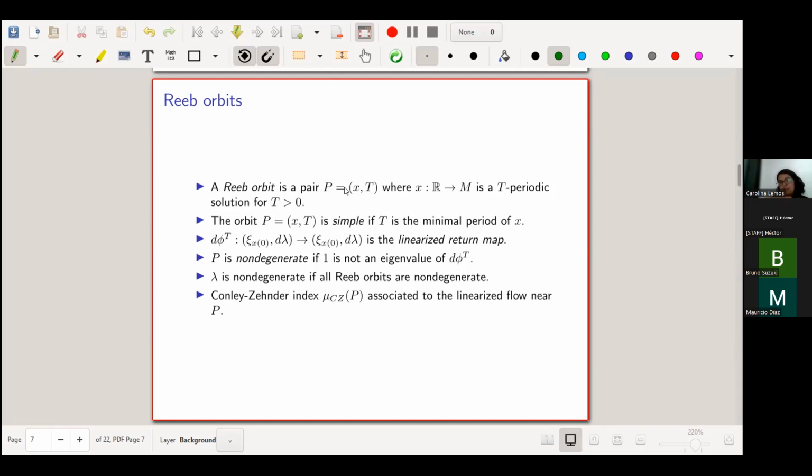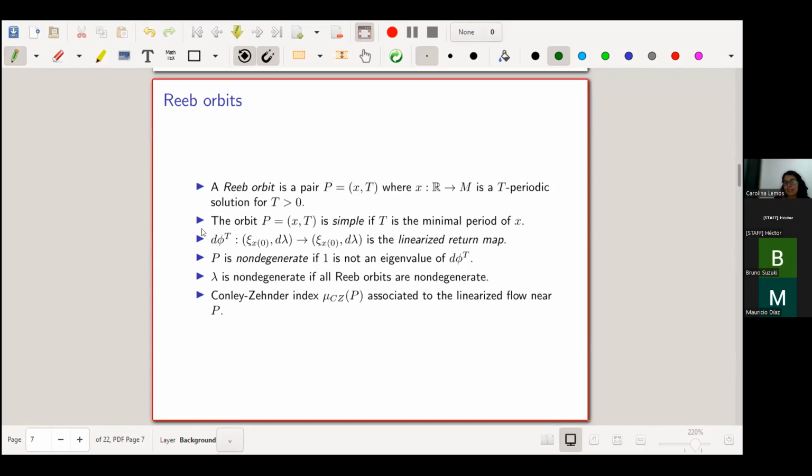So the idea is that every time, one thing that we want to know is about the existence of periodic orbits, for instance. And every time we talk about a periodic orbit, I will consider it together with a period. In general, it will be the minimal period. When I'm considering the orbit with the minimal period, I call it simple. It's an embedded orbit.